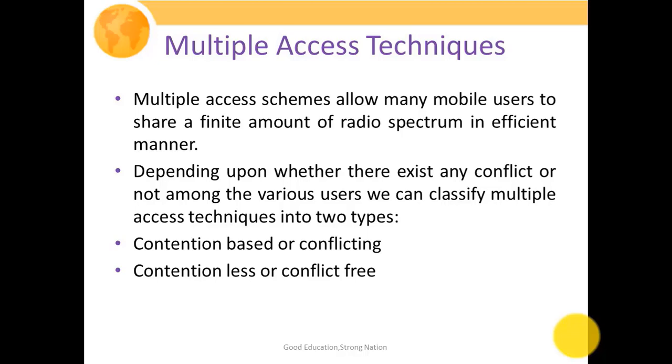Depending upon whether there exists any conflict among the various users, we can classify multiple access techniques into two types. What do we mean by conflict? By conflict, we mean that when two or more users transmit their information simultaneously, it might get garbled due to interference. We can classify our multiple access techniques into two types. Number one is contention based, or conflicting. The word conflicting we have already described. And the second one is contentionless, or conflict free.